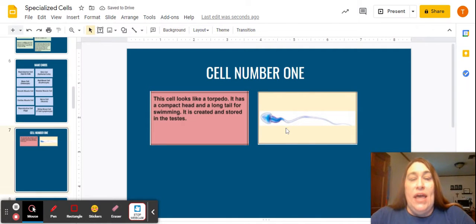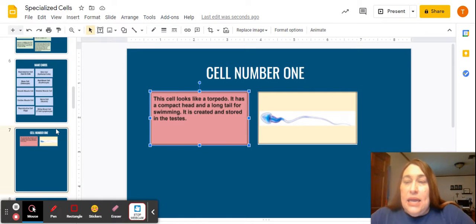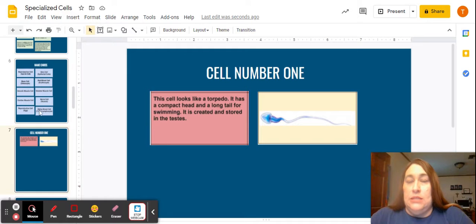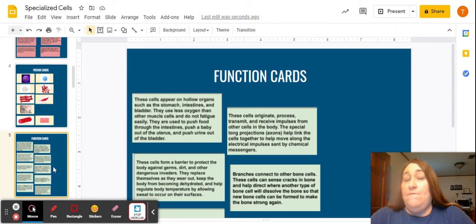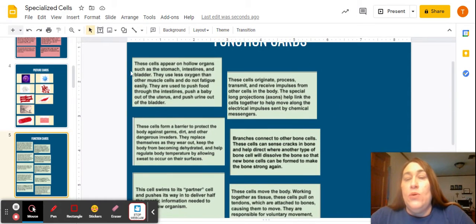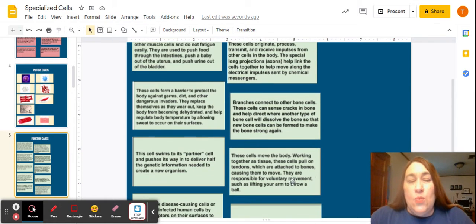Okay, so now I have a picture, and I have a description of the form. Now I'm going to go to the function cards. Let's see if I can find a function card that will match this cell. What do I know about this cell already? I know that it has a compact head and a long tail for swimming, and that it has a partner cell. So I'm going to just look at the first sentence of each of these as I go through. I'm not going to read the whole thing every time. I'm going to see if I can find something just by reading the first sentence.